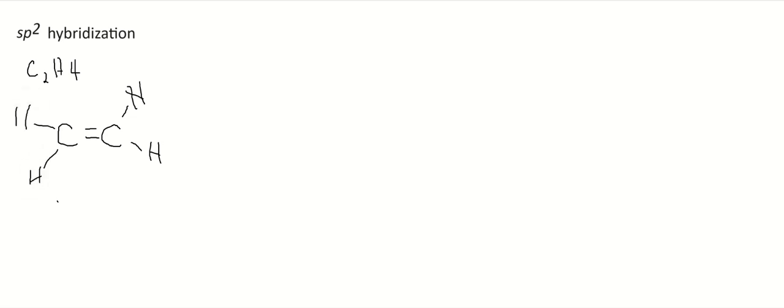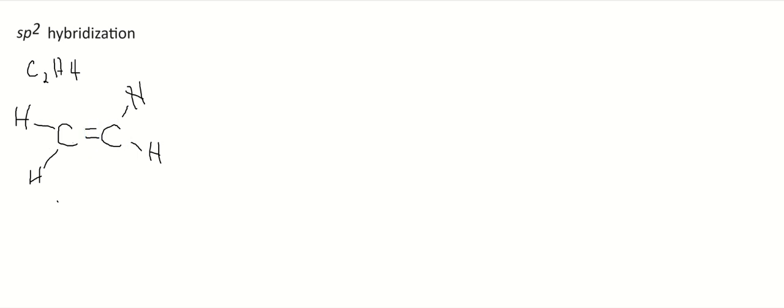All right, let's go over sp2 hybridization using ethylene, which is C2H4. If you draw the Lewis structure for ethylene, it'll look like this. And the question is, what do the bonds look like for all these bonds in ethylene?